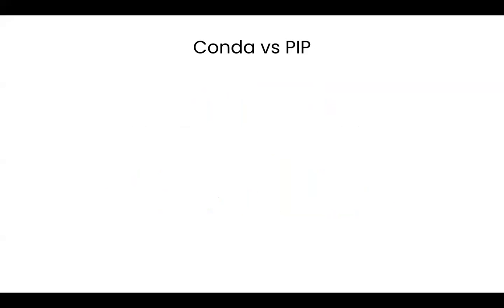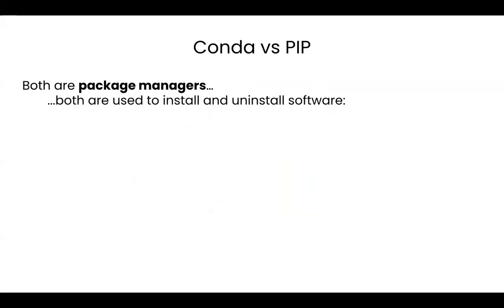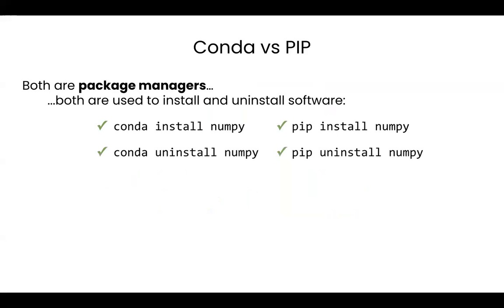First, Conda versus pip. Both of these are package managers, which is to say both of them are used for installing and uninstalling software. That means we can use Conda, for example, to install the NumPy package, which is a third-party Python package for dealing with numerical arrays. But you could also use pip to install NumPy. And you can just as easily uninstall with either Conda or pip, although we recommend using pip to uninstall if you installed with pip and Conda to uninstall if you installed with Conda.